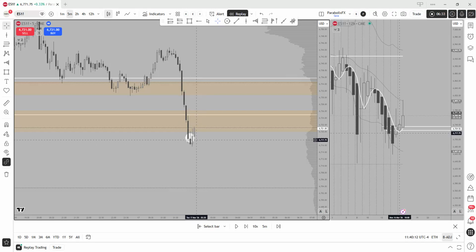I'm not going to get into all the mechanics of how the auction market theory takes place and the absorption takes place. I'm trying to simplify it. All I'm looking for is bubbles. White bubbles signify big buyers stepping in. Dark gray bubbles represent big sellers stepping in. And then I'm just asking, does the effort get rewarded?